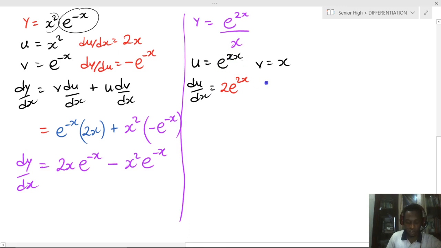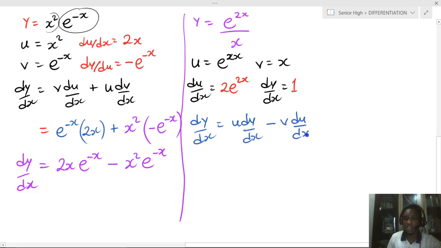And then for your dv dx, we know the value will be equal to 1. Now, therefore, we can now say that our dy dx, remember what's the formula for your quotient? It is u dv dx minus v du dx all over v square, right?